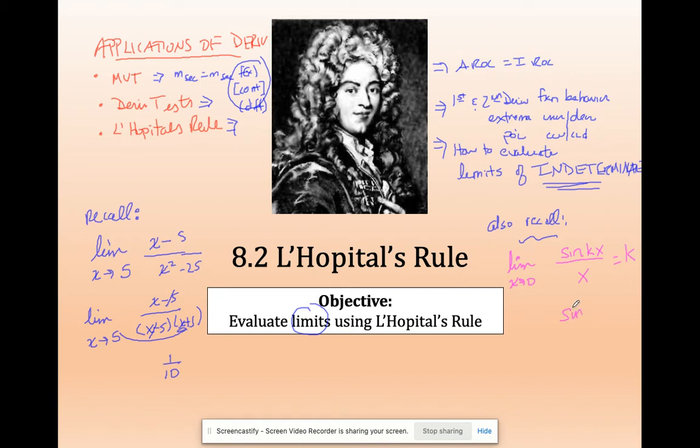So I would give you something like this. I'd say sine of 5x over x. And you would say, oh, sine 5x over x, that's 5. Right? And I mess around with it a little bit. I'd say, oh, well, how about if it was 2 sine 5x over 3x? Right? So that would be 2 times 5/3.